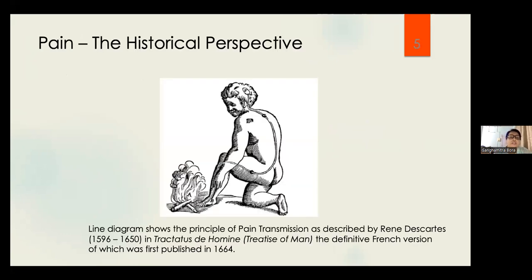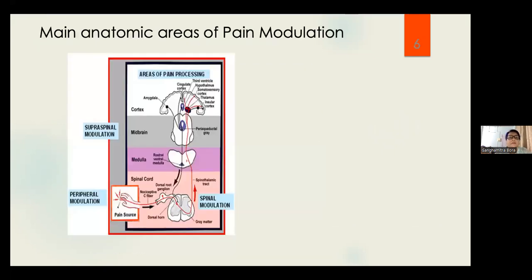About pain pathophysiology, in the year 1664 there was a particular concept that came up, a simple line diagram showing pain transmission from a source, maybe a fire in the picture, traveling through the leg, through the spinal cord up to the brain. So this was the historical perspective.